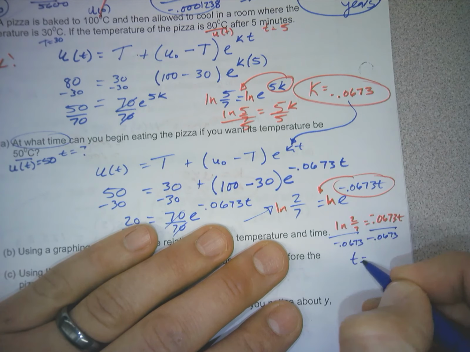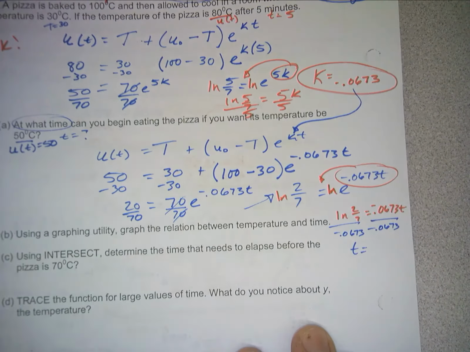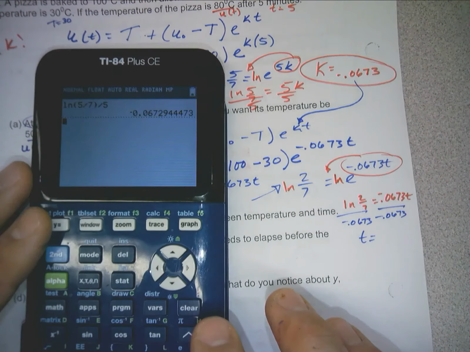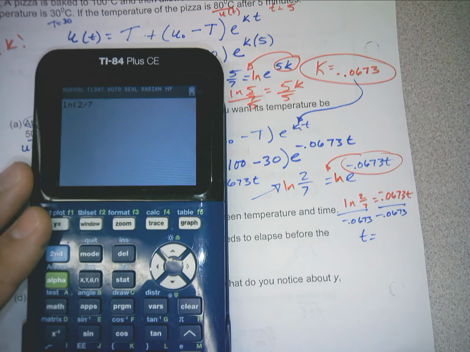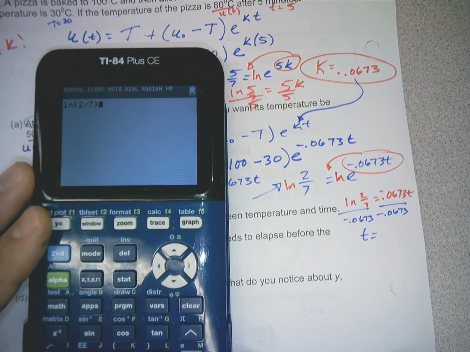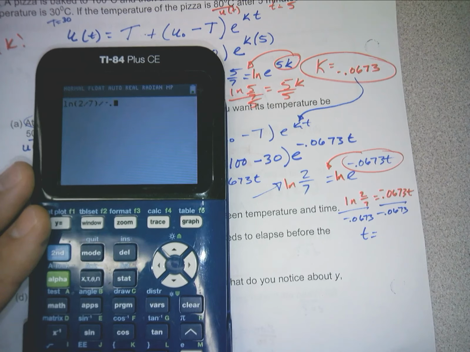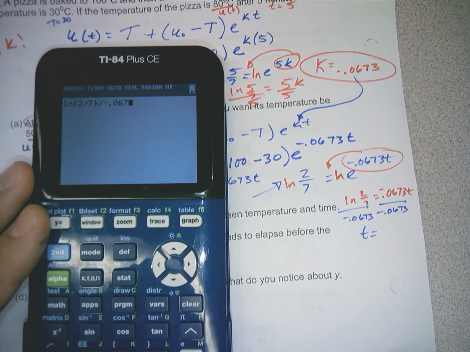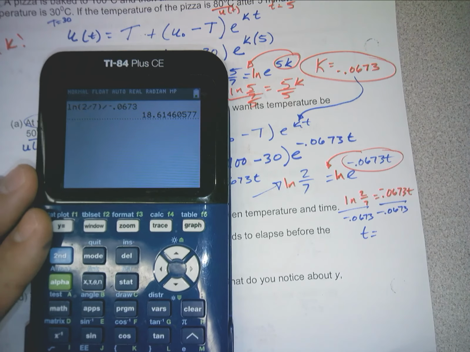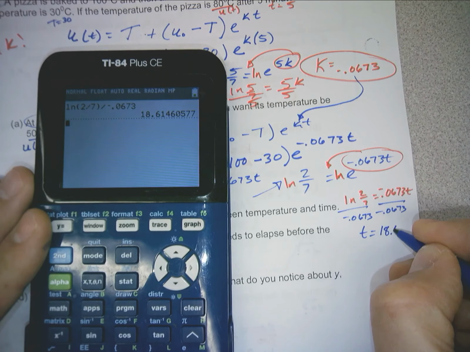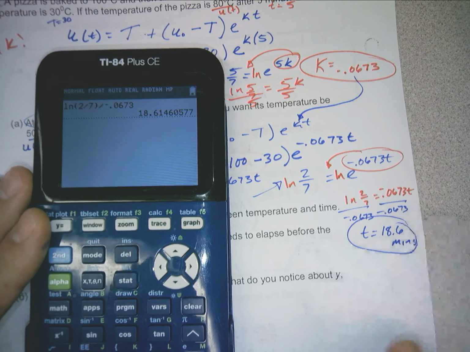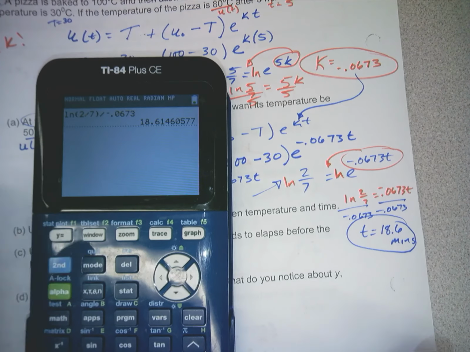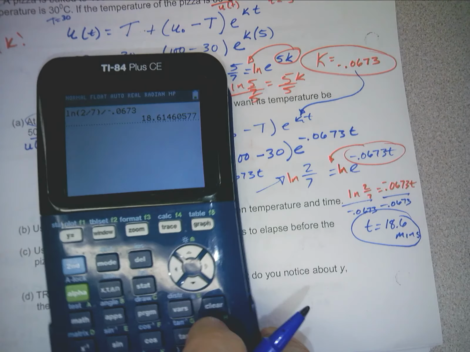And throw that in the calc. So calculator says, let's see what we got. Natural log 2/7, close it, and then divided by negative 0.0673. Press enter, and I get about 18.6 minutes. Seems like a long time to eat a pizza. Okay, so it takes about 18.6 minutes.